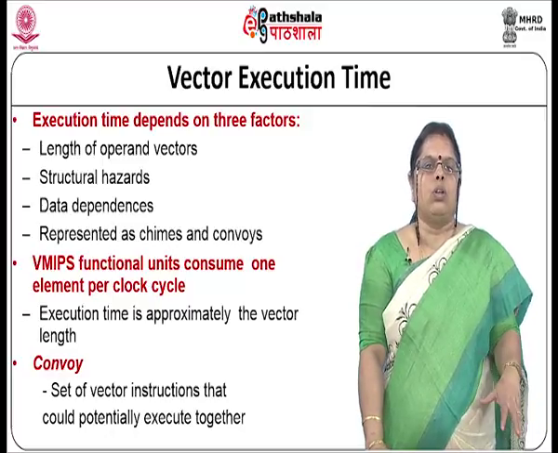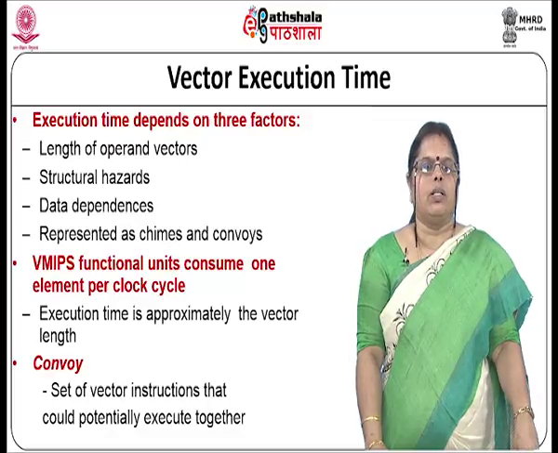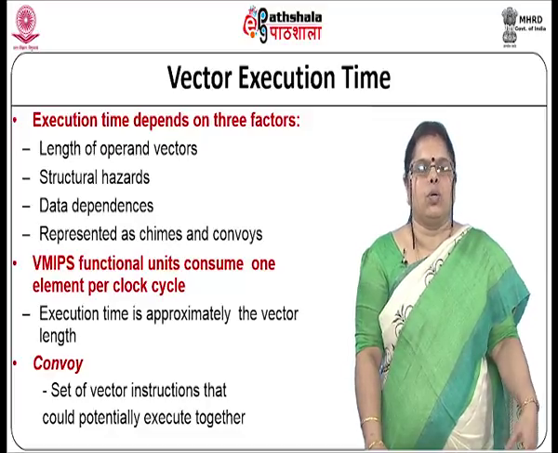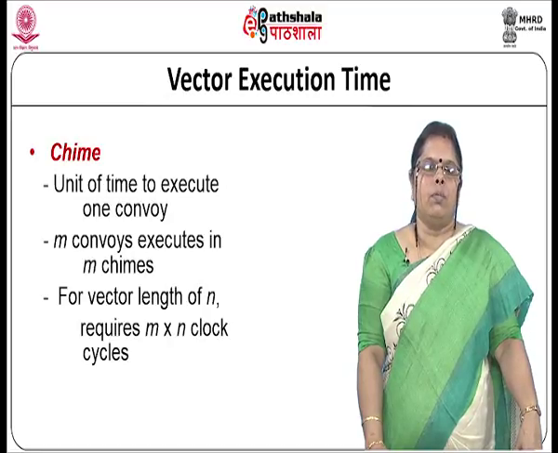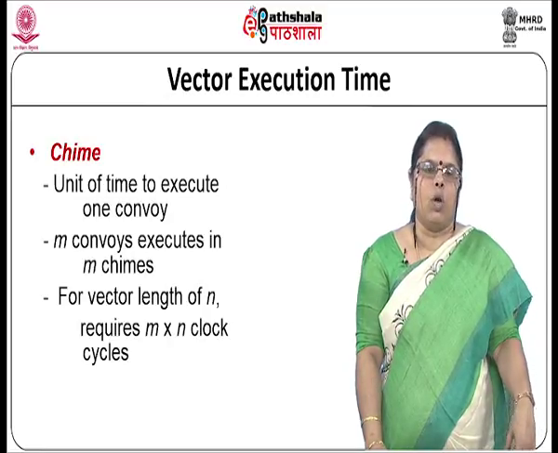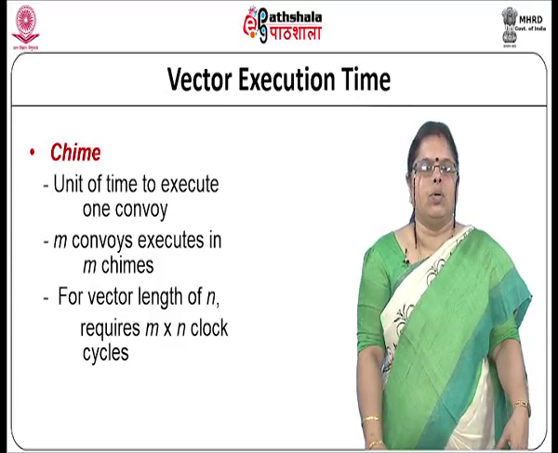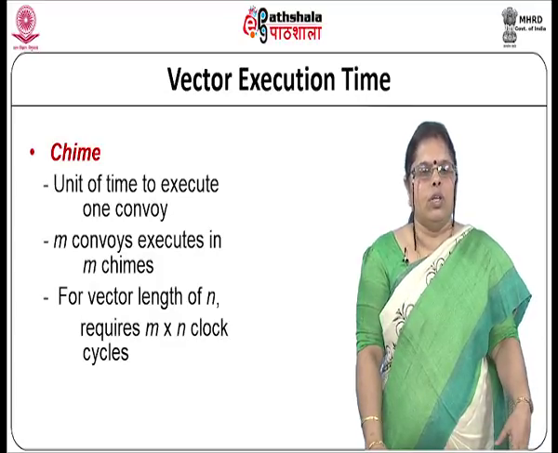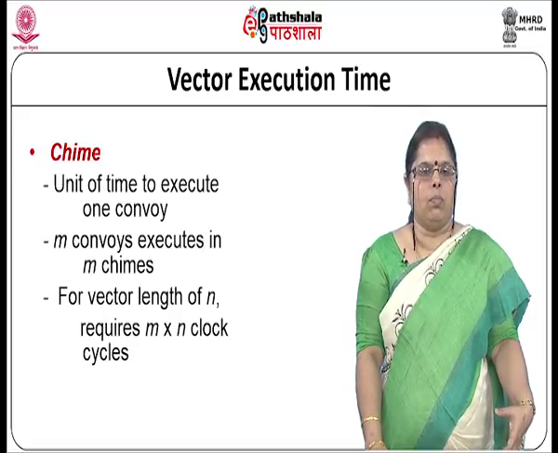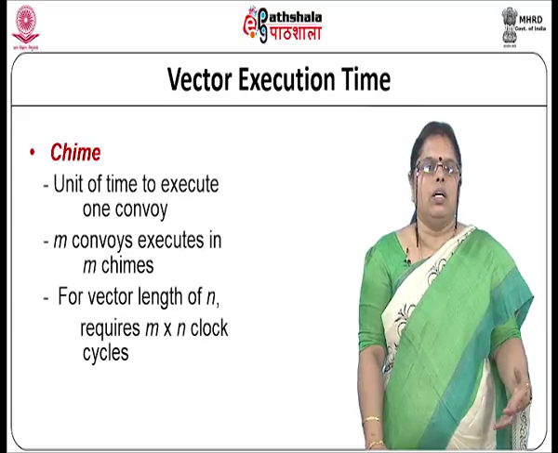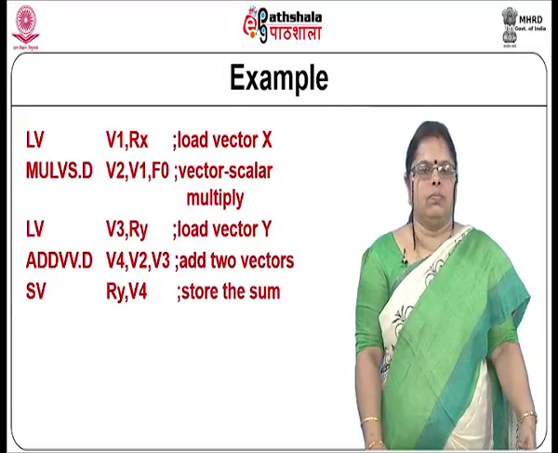We define what is called a convoy here. A convoy is a set of vector instructions that could potentially execute together. A chime is the unit of time required to execute one convoy. So, if you have M convoys, they execute in M chimes, and if you assume a vector length of n, you require M chimes for M convoys, so the entire program requires M times n clock cycles.